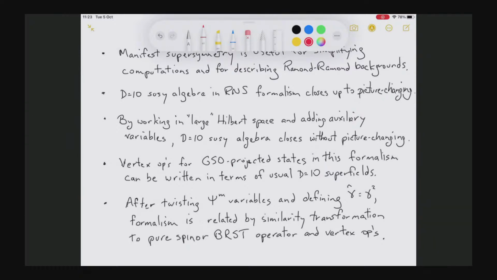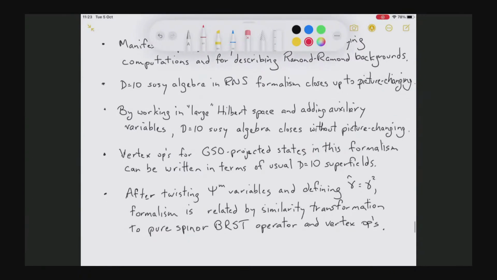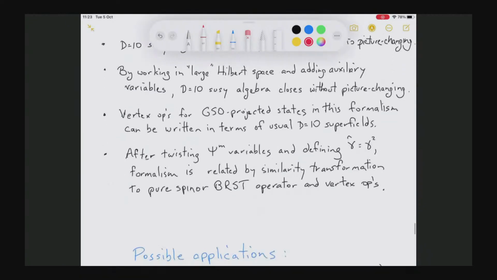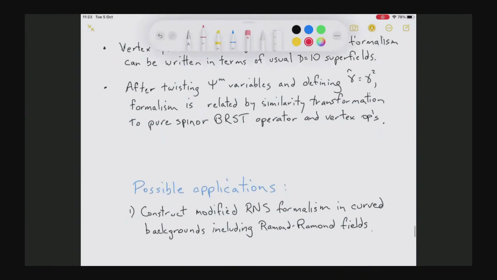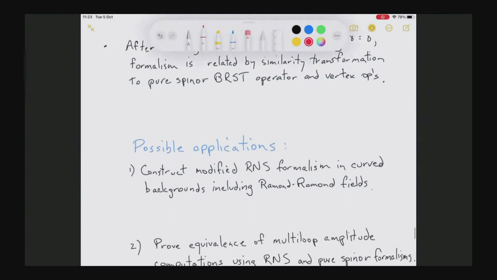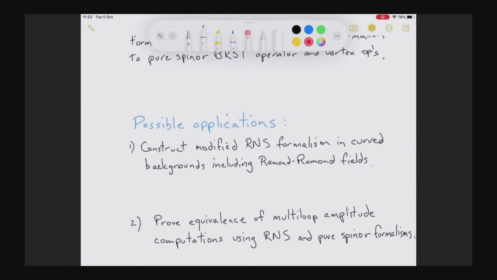Okay, finally, after twisting the half-integer spin fields in this modified RNS formalism and defining this hatted ghost as being the square of the unhatted ghost, we were able to relate the formalism to the pure spinor description. Okay, so what are some possible applications? Of course, one might want to describe Ramond-Ramond backgrounds using this modified description. We know how to describe Ramond-Ramond backgrounds using the pure spinor formalism, but there's interest in trying to use this RNS description for describing Ramond-Ramond backgrounds, just because some things we understand better in RNS.